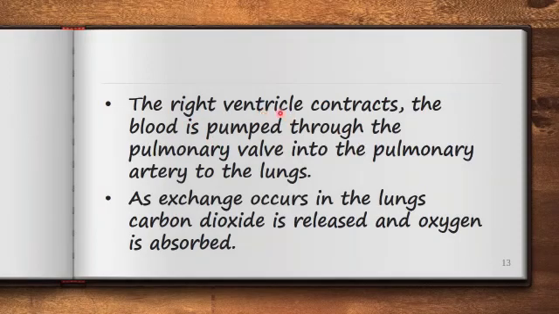When the right ventricle contracts, the blood will be pumped through the pulmonary valve into the pulmonary artery to the lungs. And here, the exchange occurs in the lungs, and carbon dioxide is being released and oxygen is absorbed for the cells. And then the blood that is rich in oxygen will be transferred to every part of the body.